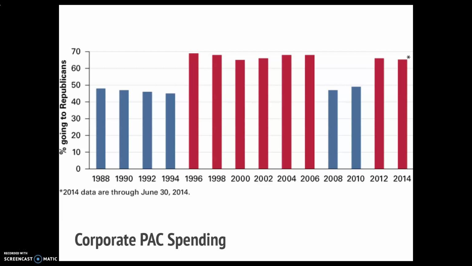So this chart here is just looking at PAC spending by corporations in each two-year election cycle that went to Republican candidates in the House of Representatives. You can see any bar that is blue means that the Democrats were in control of the House at that time, and any bar that's red means Republicans were in control. And you can see that in years that the Democrats are in control, Republican spending goes down a bit because they're going to give money to Democrats because they want, again, that access and that representation.